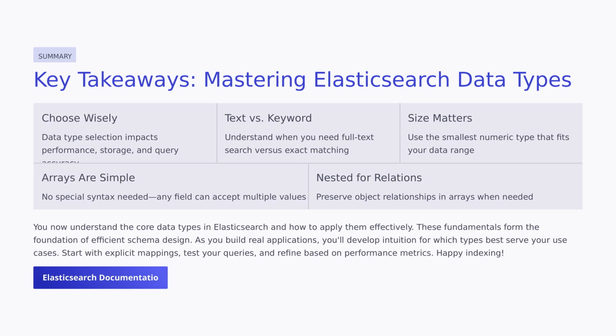In Elasticsearch, mastering data types is key. Your choices impact performance, storage, and query accuracy. Decide between text and keyword for full-text search or exact matching. Opt for the smallest numeric type fitting your data range. Arrays are easy, any field can hold multiple values without special syntax. Preserve object relationships with nested arrays. Understand these core types to design schemas efficiently.